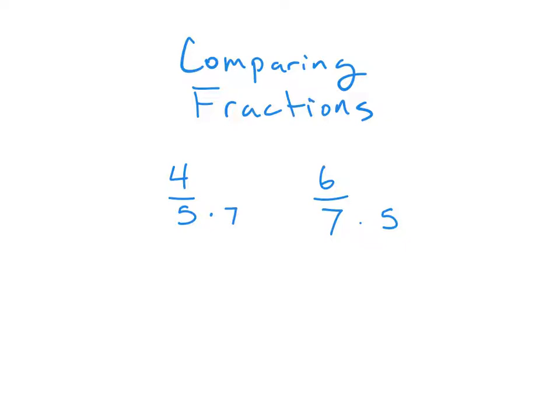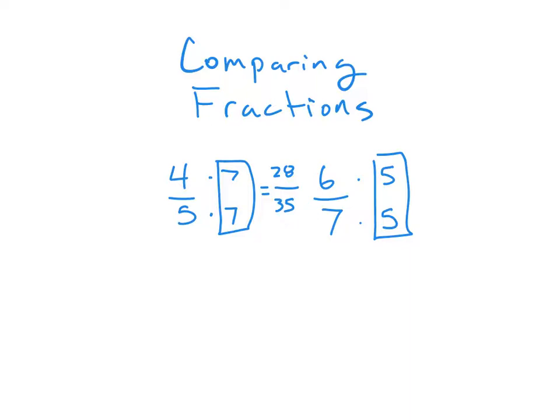Now, whatever I do to the bottom one, to keep it the same, remember we've got to keep our big 1. So if I multiply the top by the same number, I will get an equivalent fraction. So it has that piece, it's just bigger or smaller. 4 times 7 gives me 28. 5 times 7 gives me 35. And then the same thing, 6 times 5 gives me 30. 7 times 5 gives me 35.